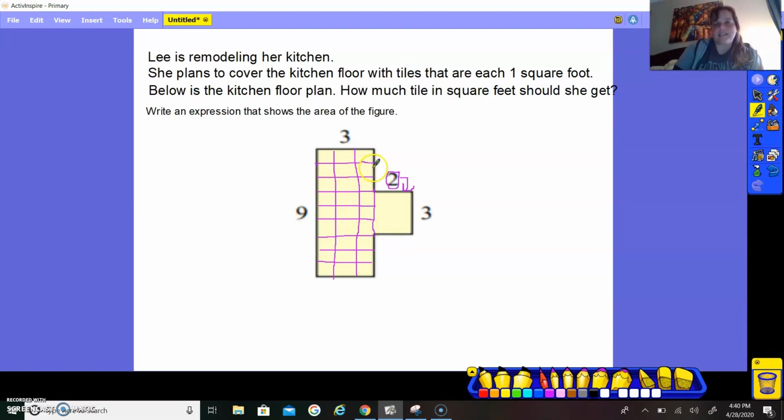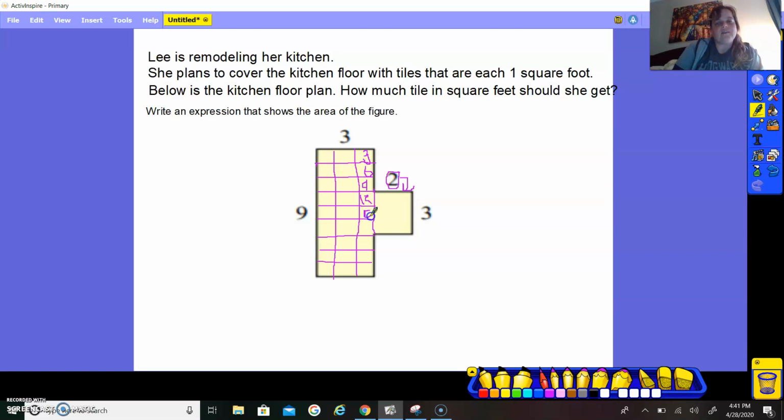So I have 3, 6. Ooh, okay, I'm going to do my crazy writing again. Brace yourself, ladies and gentlemen. 3, 6, 9, 12. This looks easier than what it is. It's not easy.